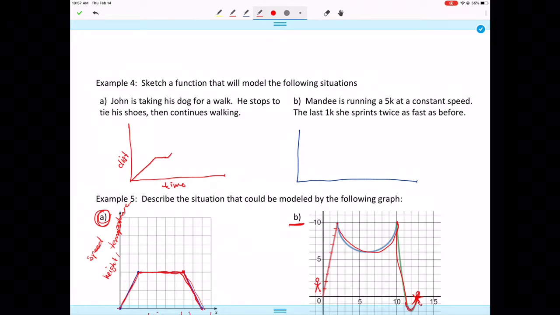And then once he's got his shoe tied, he can continue walking. Okay, so that could be like a real life situation.